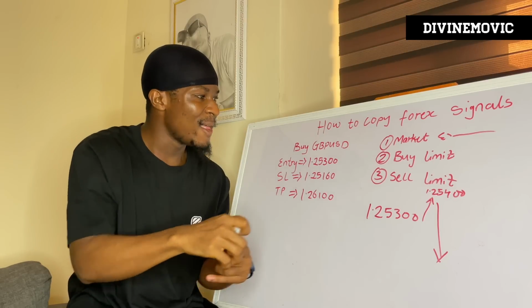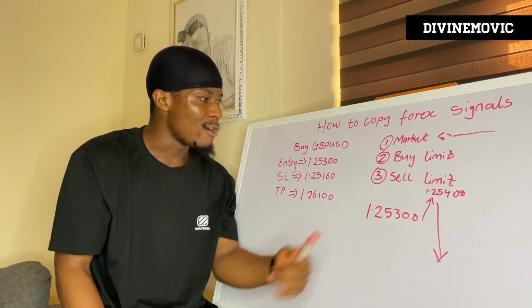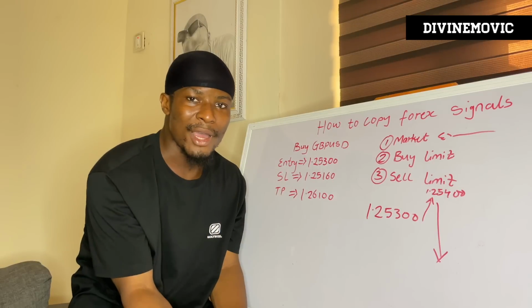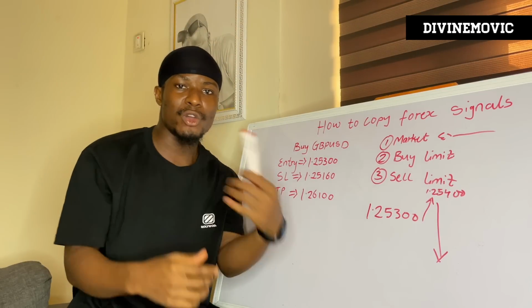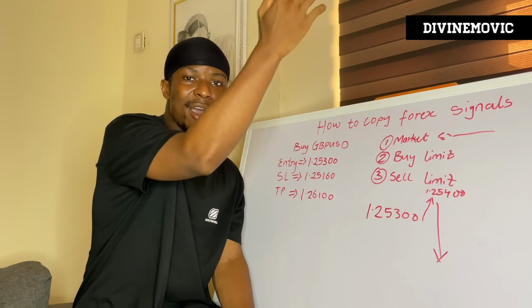Now, the difference between a buy limit and sell limit is that for buy limit, you want price to go lower before you can buy. And for sell limit, you want price to go higher before you can sell.